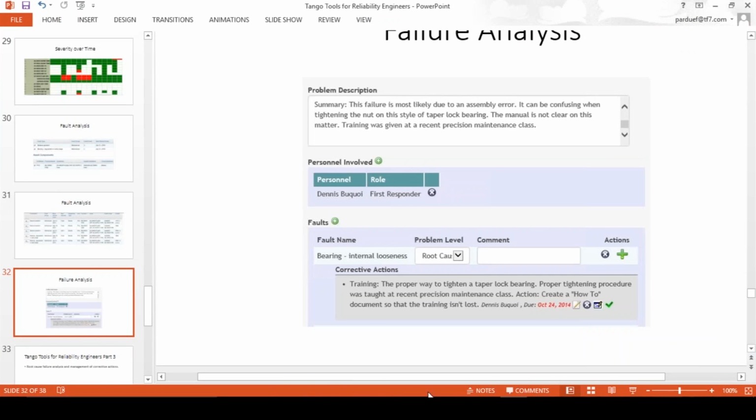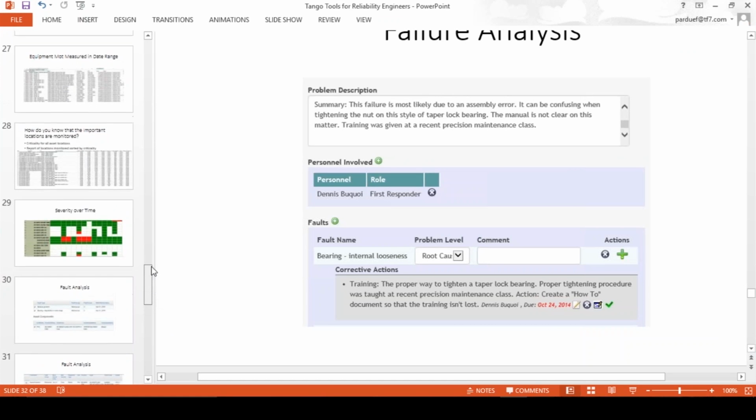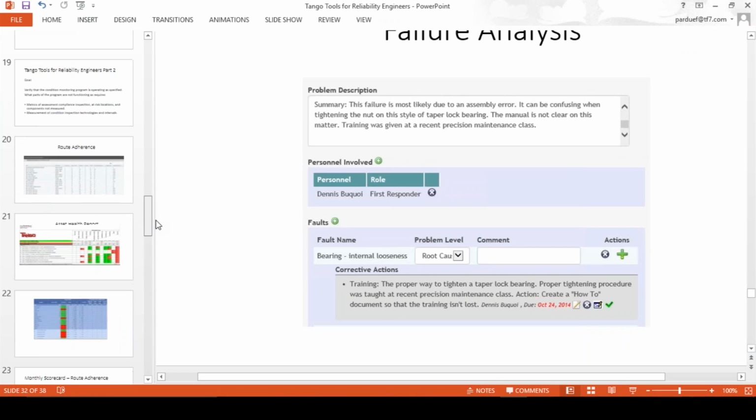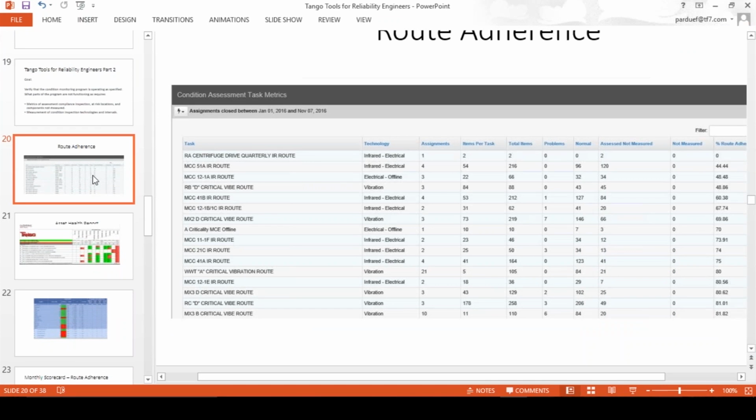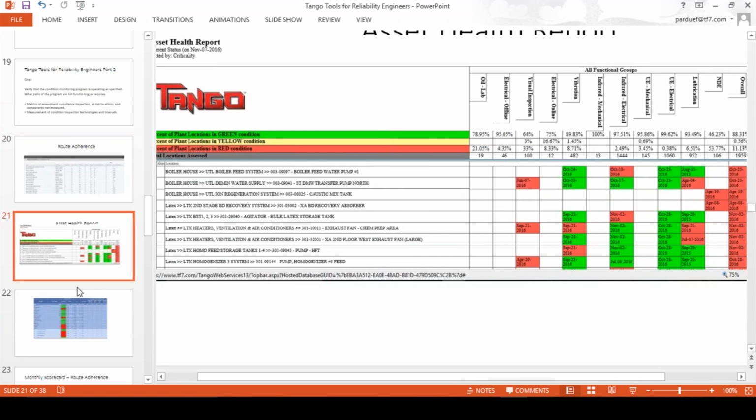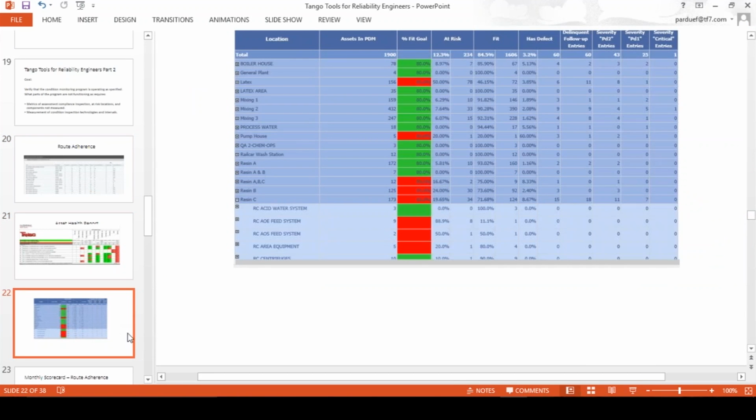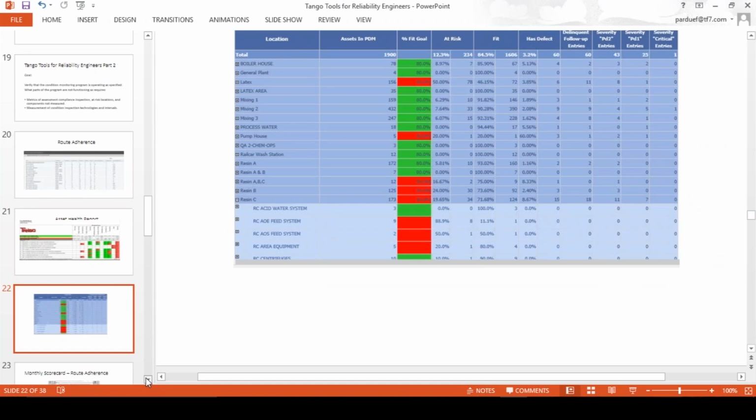All right. So we've gone through the things I planned to talk about today. We've talked about route adherence. I'm sorry, we've talked about point adherence. We've talked about asset health report. We've talked about asset fitness report. We've talked about monthly scorecard.